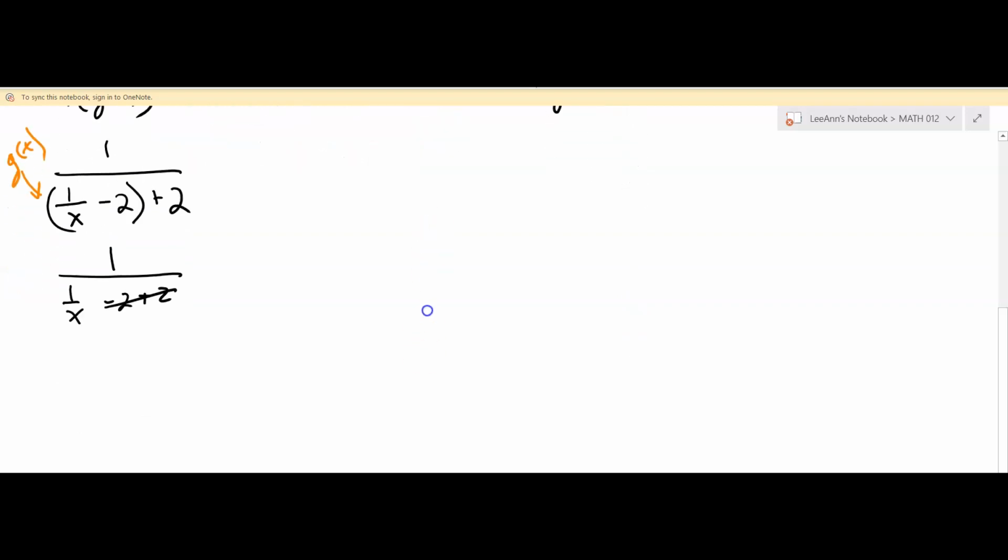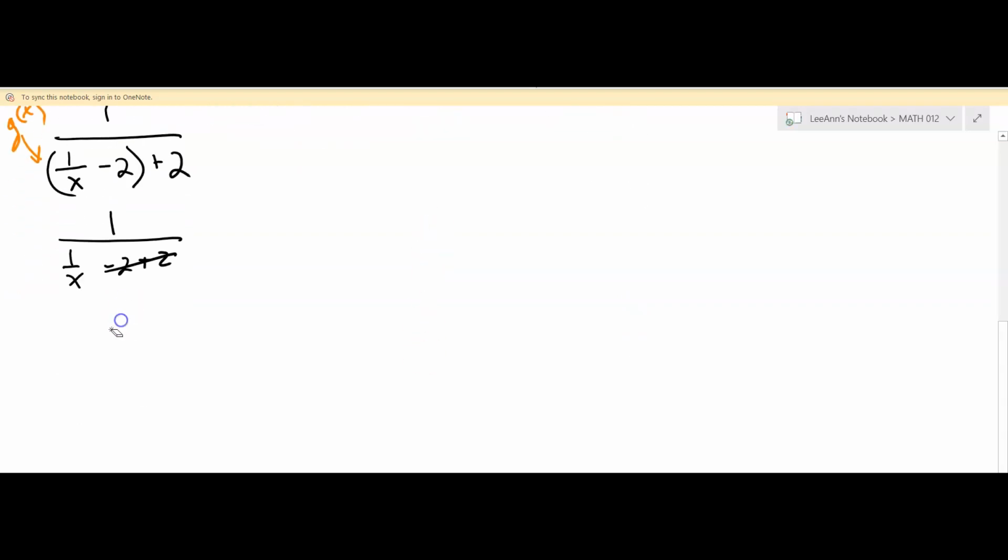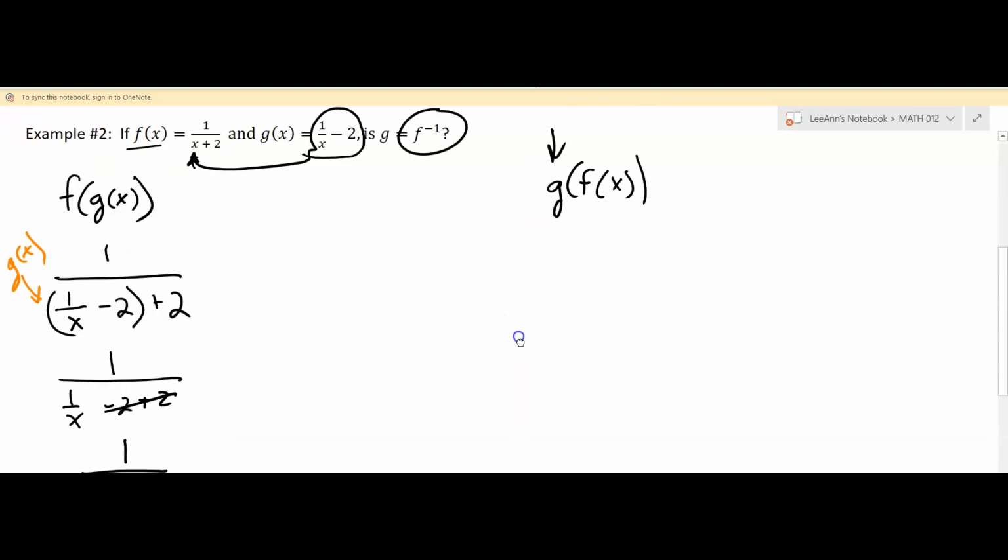Okay, so now I have 1 over x. So I'm going to multiply by the reciprocal. It's going to be 1 times x over 1, and that is just x. So, okay, it works. It passes that part of the test. Okay, so our goal here is to just simplify it to be x, and then we know, okay, well, that part works. But remember, both parts have to work.